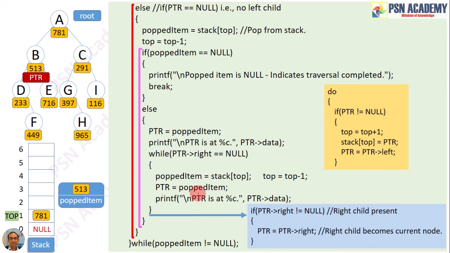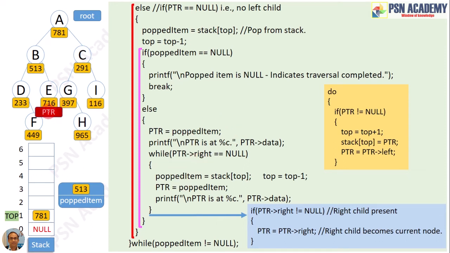After setting ptr to 513, you process the data again. Standing over there at 513, you check whether ptr right is null or not. You see that ptr right is not null. So this if block will be executed, and it is written ptr is set to ptr right. So ptr is at B, that is 513, ptr will be set to 716. Now this cycle is over. You say the condition is true, that is popped item is not null, that is 513. So this do while loop will run again.